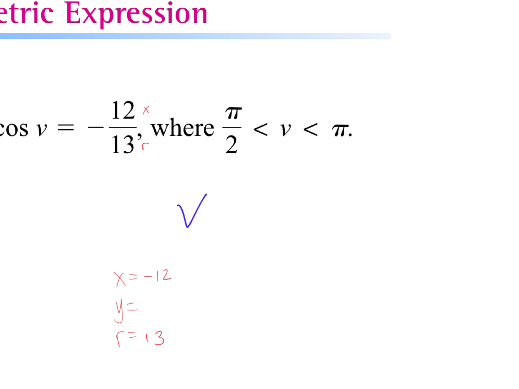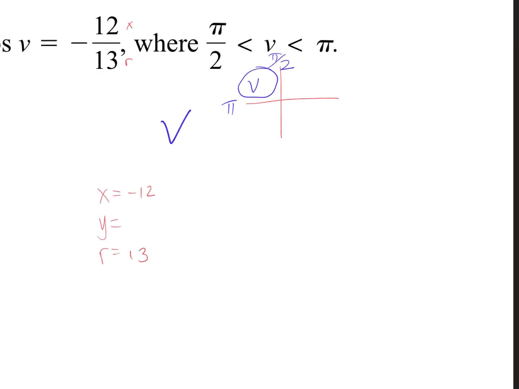Now let's talk about the second piece of information they gave me. They told me that angle V lies between pi/2 and pi. So they told me angle V is right here. Why is that important? The X is negative, but they're also telling you that Y is what? Positive. Good. All right, so how do I find Y?